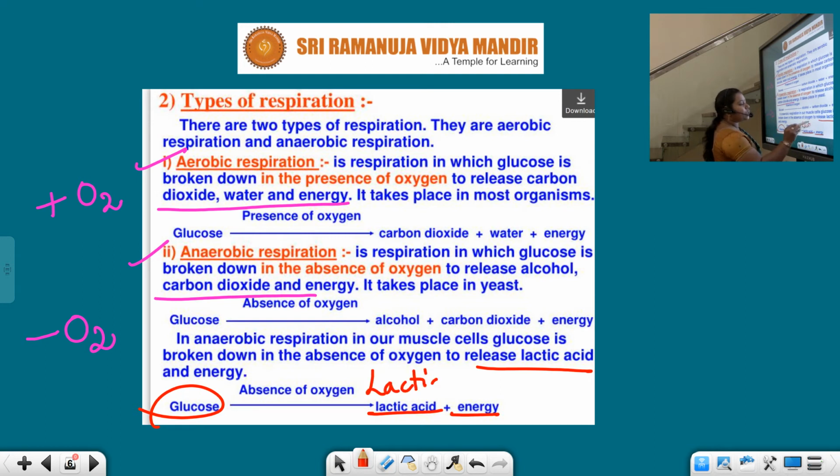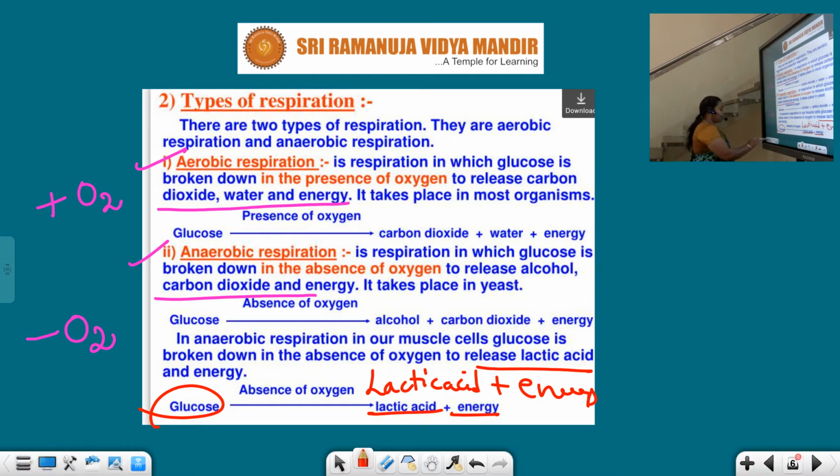So in the muscles what we are getting, children? Lactic acid and energy. In the yeast cell, glucose breaks down to give alcohol, water and energy. You just see the reactions. These reactions are very important. Okay, you need to practice aerobic respiration. Anaerobic respiration has two types. One is in the yeast cell and the second one happens in the muscle cells. Okay.